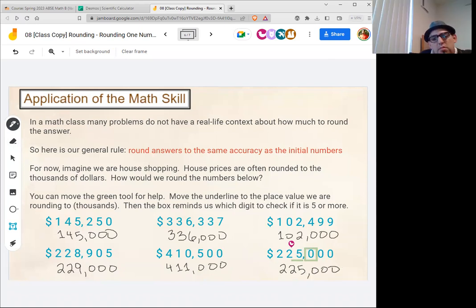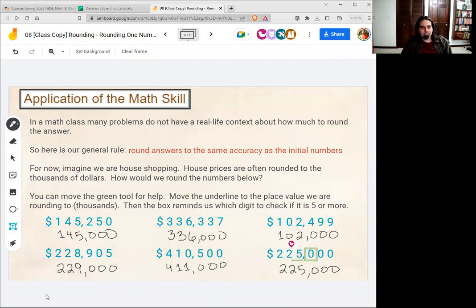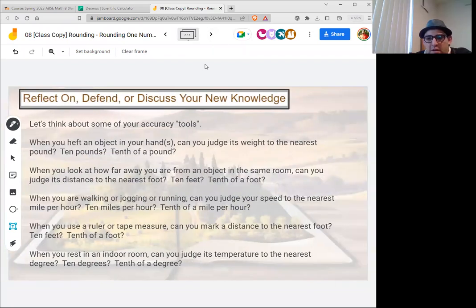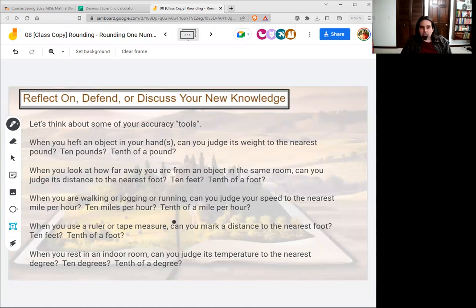Everyone happy with all of those? If I was really doing this on a test, I'd want to label my answers. They have dollar signs, so I should do that. I'm not sure how the GED works. I'm not sure how the grading happens, but it's a good habit to get into just in case.